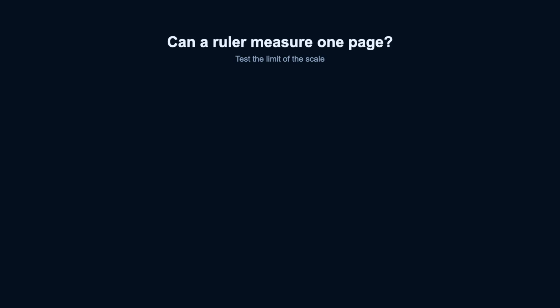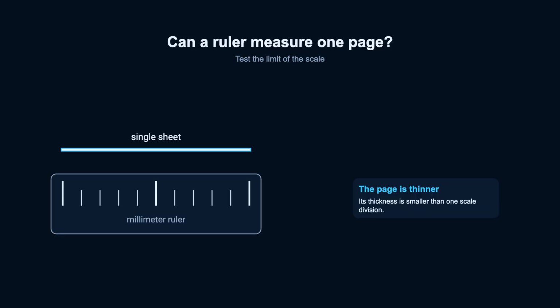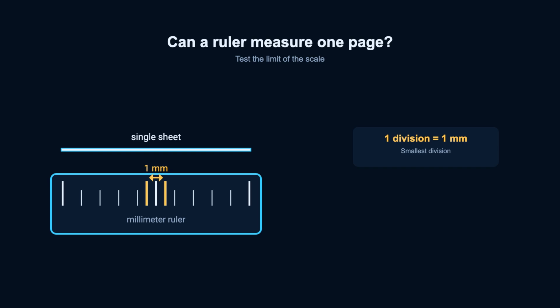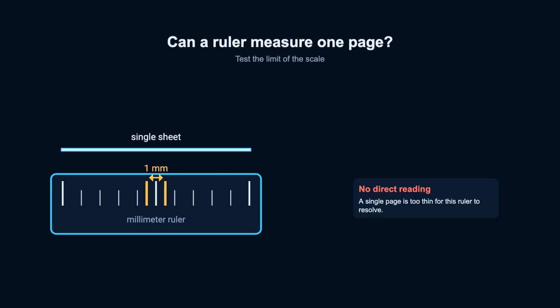Try this before you read on. Take a single sheet of paper from your textbook and try to measure its thickness with a millimeter ruler. Look closely at the scale. The smallest gap between lines is 1 millimeter, and a single page is far thinner than that. You literally cannot read a value for it directly.